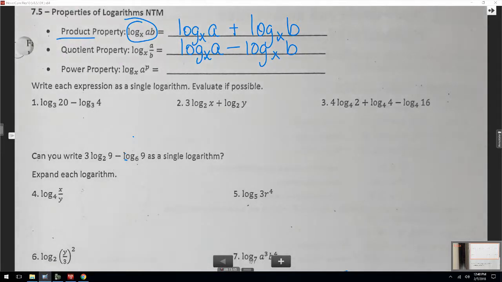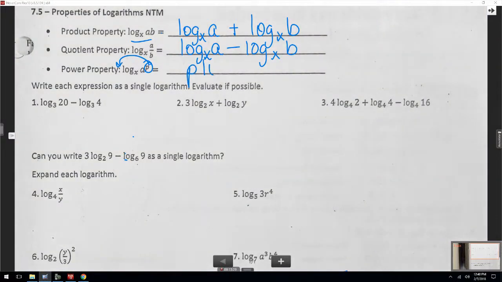All right, here we go. Power. This is a little bit different. This power is p, right? It's going to go in the very, very front. So you have p log base x of a. That's it. Those are the properties.